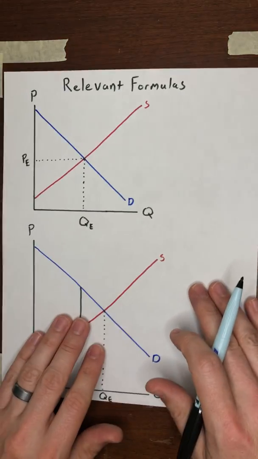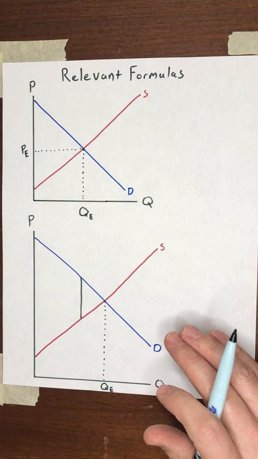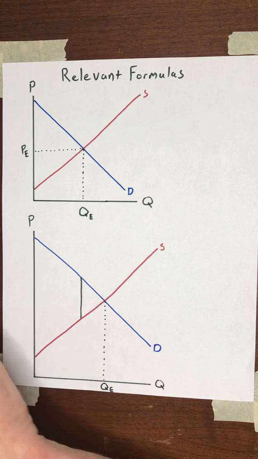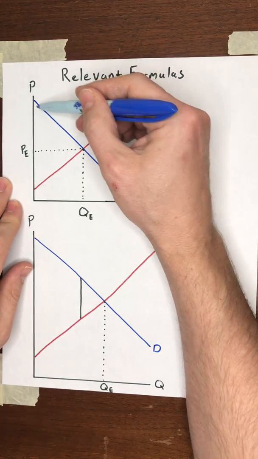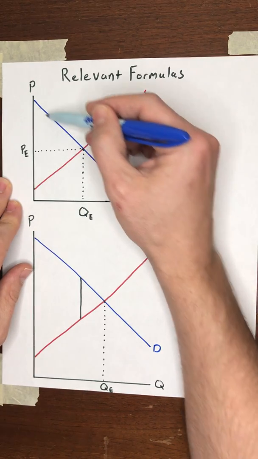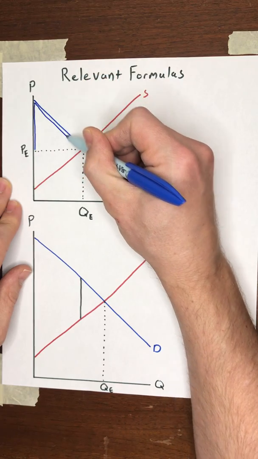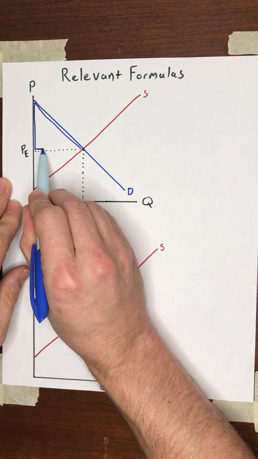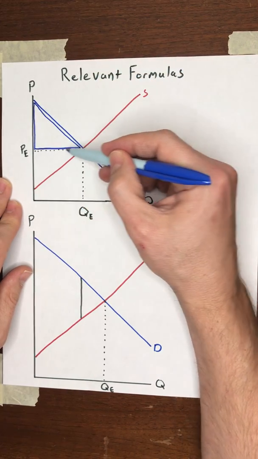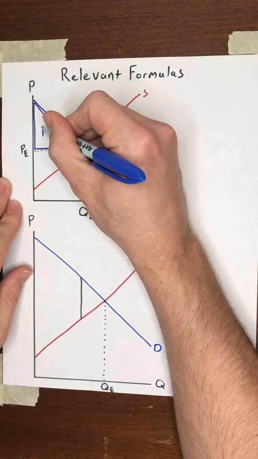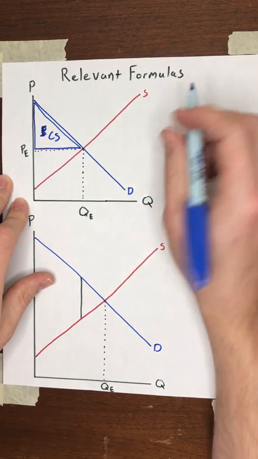Okay, next up, I want to talk about some relevant formulas from this chapter. Okay, remember that in equilibrium, if you've got a market in equilibrium, all of this area here is the available gains from trade, and they're going to be split between the consumer and the producer. Consumer surplus is everything below the demand curve and above the equilibrium price. CS, consumer surplus.